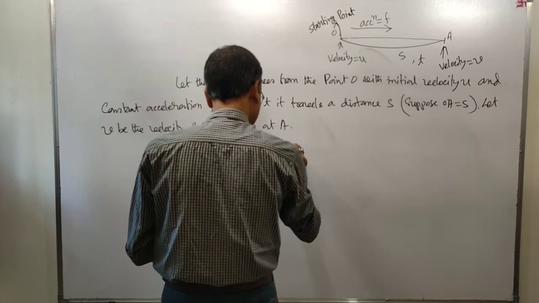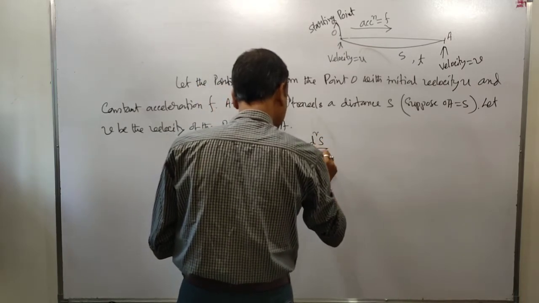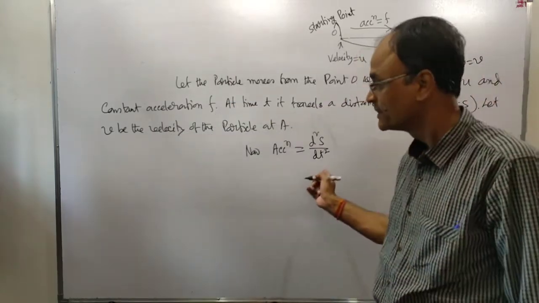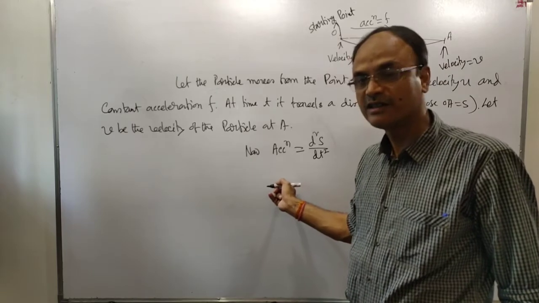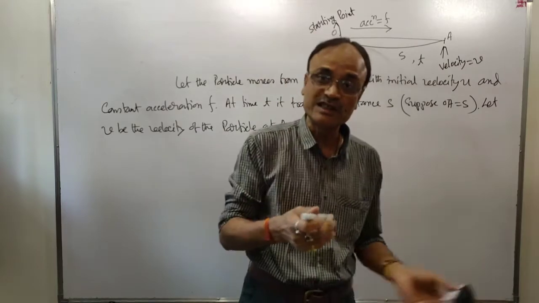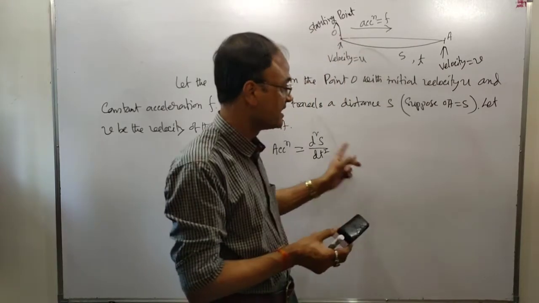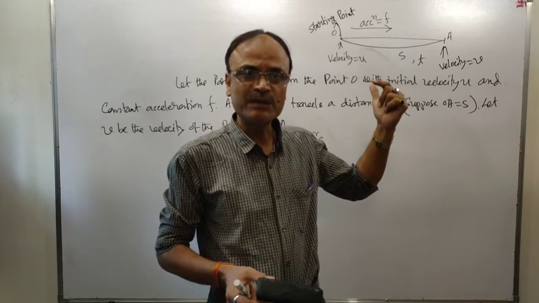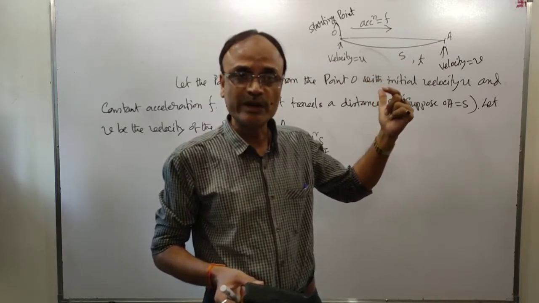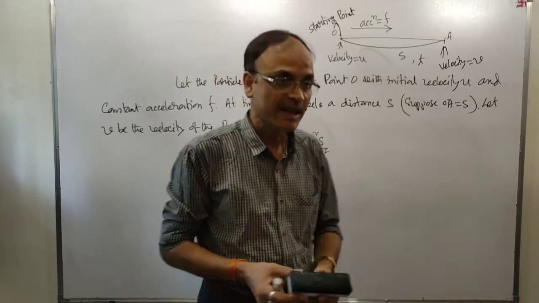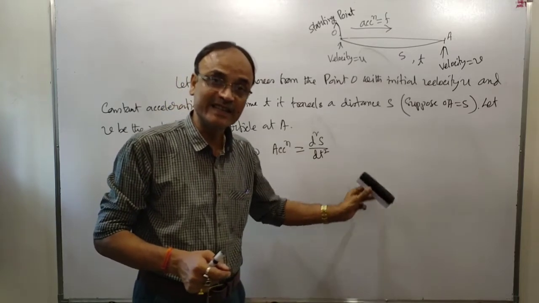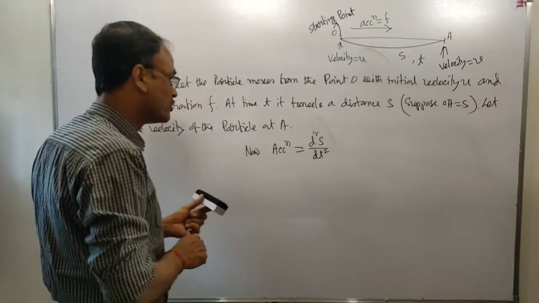Now, acceleration is equal to d2s by dt square. We have already mentioned it. Acceleration can be expressed in three ways. If s is the distance traveled in time t, then acceleration will be equal to d2s by dt square. It can be written as dv by dt. Also, it can be written as v dv by ds. Acceleration is like this.